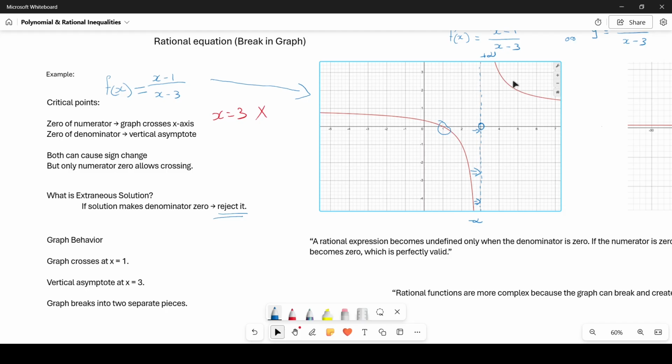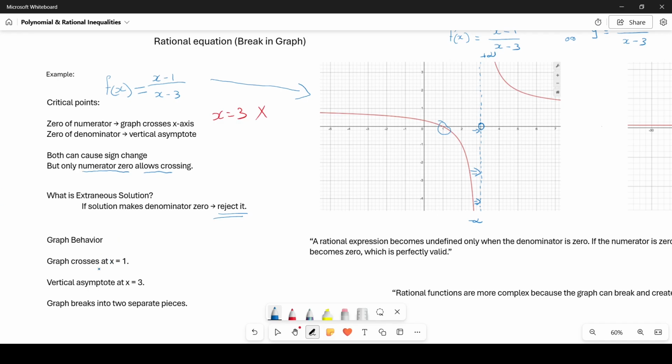Both can cause change in sign, but only the value which makes the numerator 0, that point, the critical point, only allows a crossing of the x-axis. The vertical asymptote is also a change in sign, but there is no crossing here. X-axis crossing is not possible here. But for the numerator, the x value which makes the numerator 0, that critical point only allows the crossing of the x-axis. Okay, so let's see the behavior of the graph here.